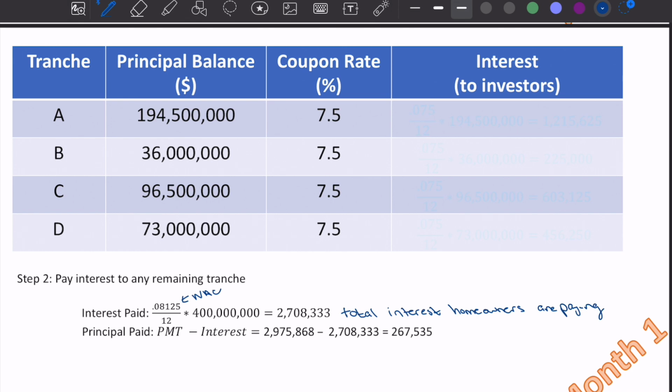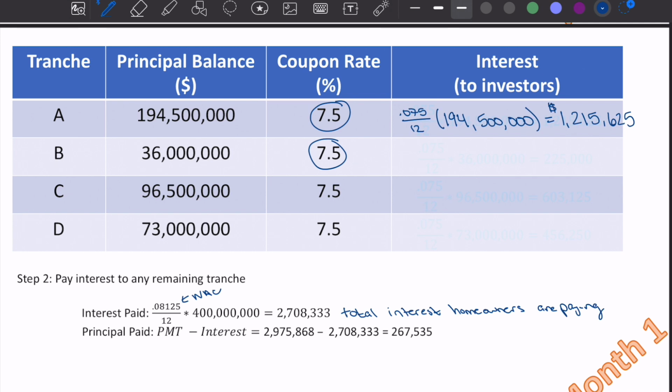Now, in my table, I actually want to put interest to investors, not total interest. The interest that investors are going to be receiving is based on the pass-through rates, so all of these 7.5%. The first tranche is going to receive 7.5%, but made monthly, of the beginning balance, $194,500,000. That would give the interest to tranche A of $1,215,625. I'm just going to round all of these to the nearest dollar.